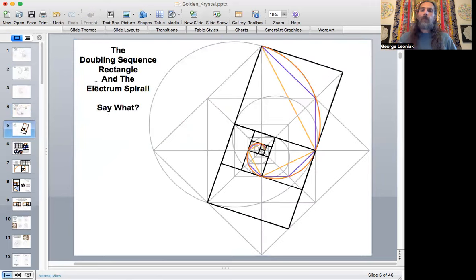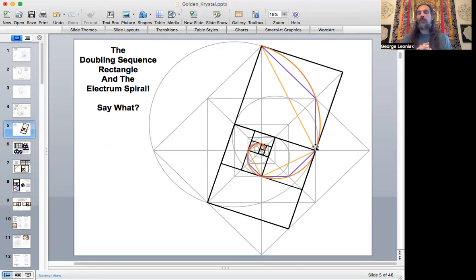So here is the doubling sequence rectangle, which I talked about in my previous video a little bit. And I call this the Electrum spiral, and I will tell you why. So just hold on just a moment to see why that's called the Electrum spiral.